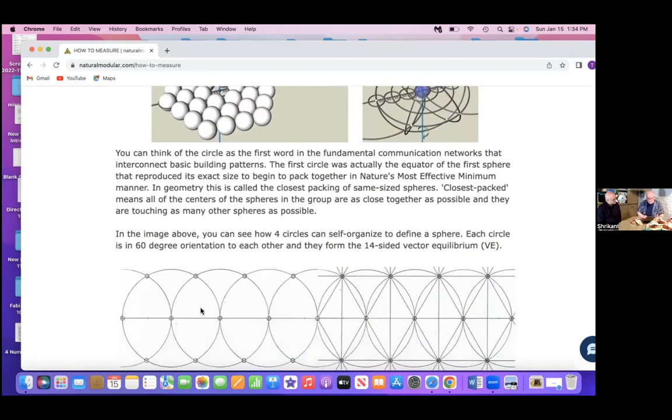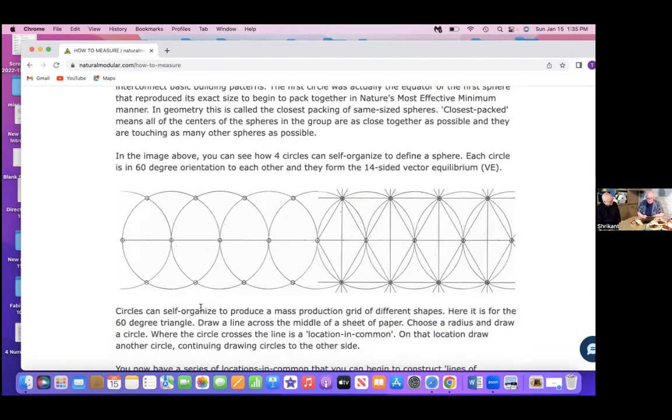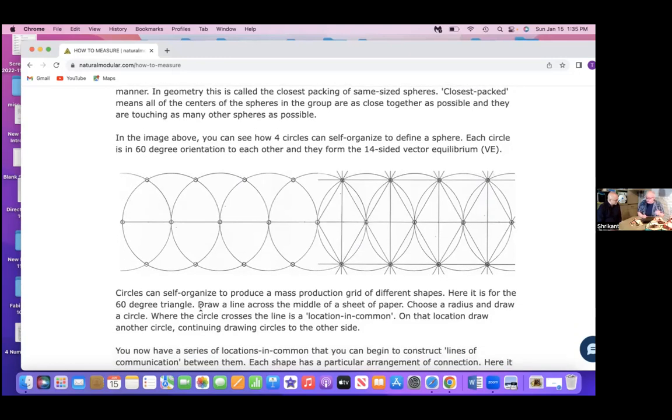When I discovered the self-organizing properties of circles, you just draw a line on a page and then choose some radius. You start on the side and draw one where the circle interferes with the center line, and that's a location in common. You do another circle and another circle. And so each shape has these lines of communication that define a shape.